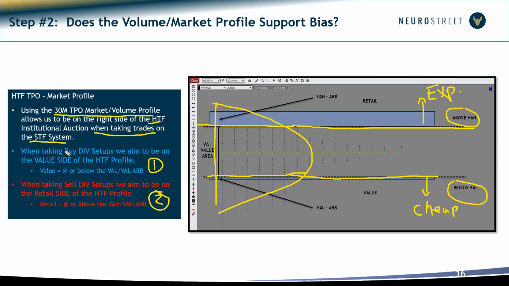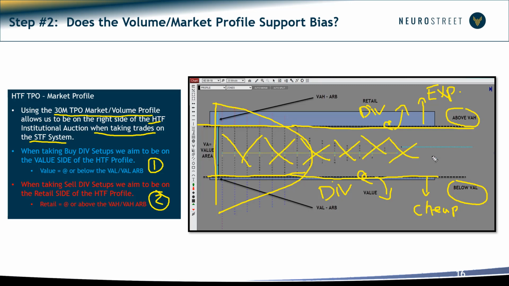One, it says, when taking buy divergence setups, we aim to be on the value side of the profile. So that would mean that if we get any divergence trades to buy at or below the value area low, it should increase efficiency. When taking sell divergence setups at or above the value area high, that should increase efficiency. The goal is to not take reversal trades in the noise of the market.